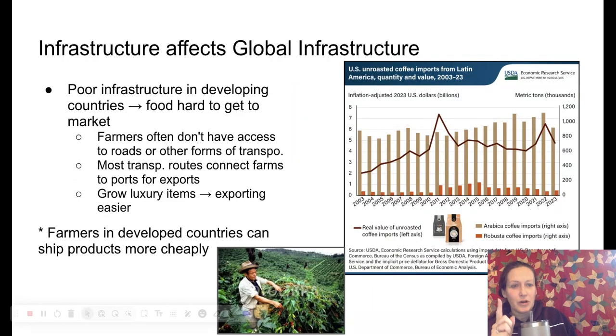Infrastructure. This was a typo. I did this at like 10 o'clock last night. That's late for me. Infrastructure affects global agriculture. Should say agriculture. I'll know who listens with the sound on or off when I check the notes for this one.